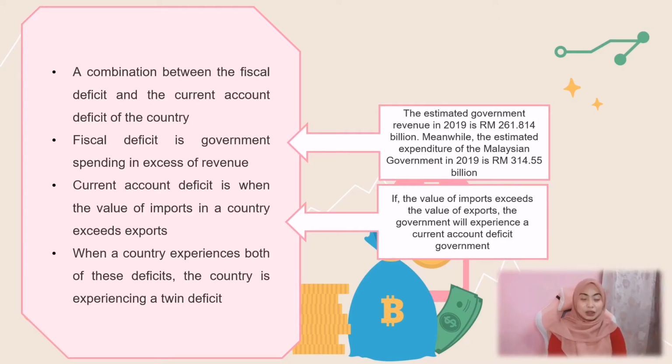Second, the current account deficit is when the value of imports in a country exceeds exports. Exports are local goods that are traded abroad, while imports are goods that Malaysians buy from abroad. The government will get revenue from the purchase of Malaysian goods by buyers abroad. When a country experiences both a budget deficit and a current account deficit, it is known as a twin deficit.